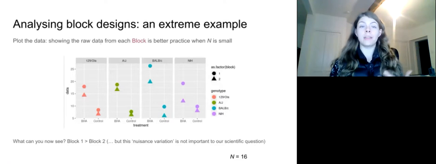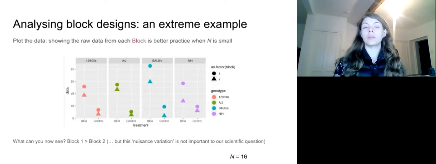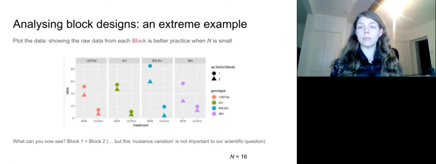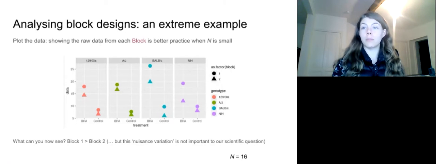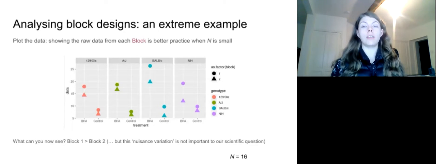And this has an added advantage for us. It allows us to see that there's actually a considerable block effect going on here. The values of block 1, which are the circles, are always higher than the values from block 2. Now, this nuisance variation isn't important to us. We don't really care that the EROD level was higher in block 1 than block 2, but we do need to account for this to understand how BHA affects EROD.